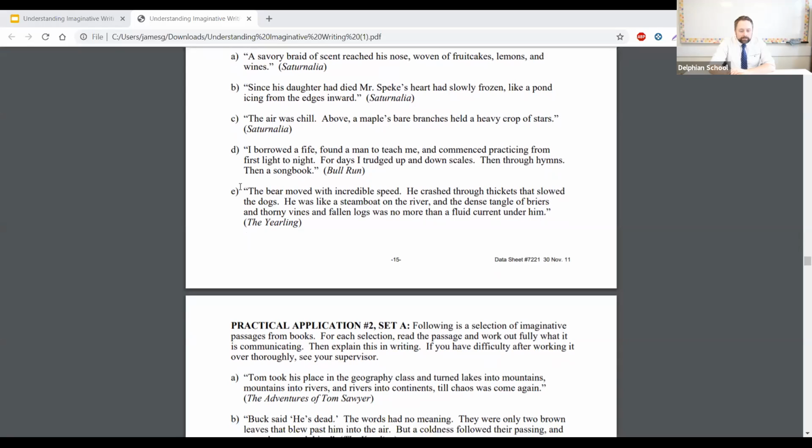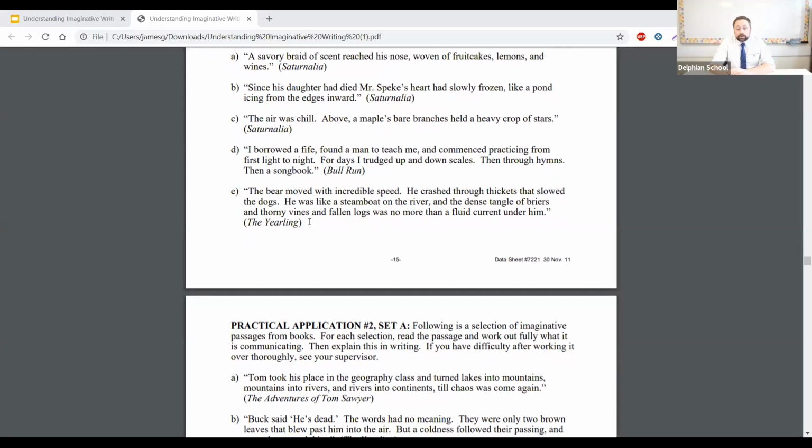All right, let's look at this sentence E. The bear moved with incredible speed. He crashed through thickets that slowed the dogs. He was like a steamboat on the river, and the dense tangle of briars and thorny vines and fallen logs was no more than a fluid current under him. All right, here's one of those tougher examples.